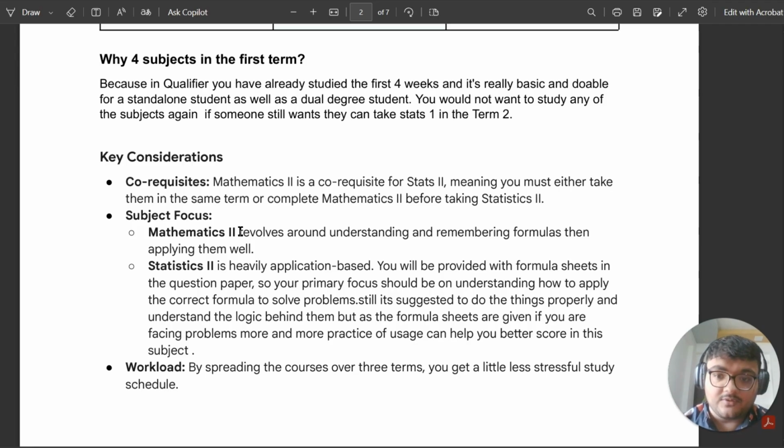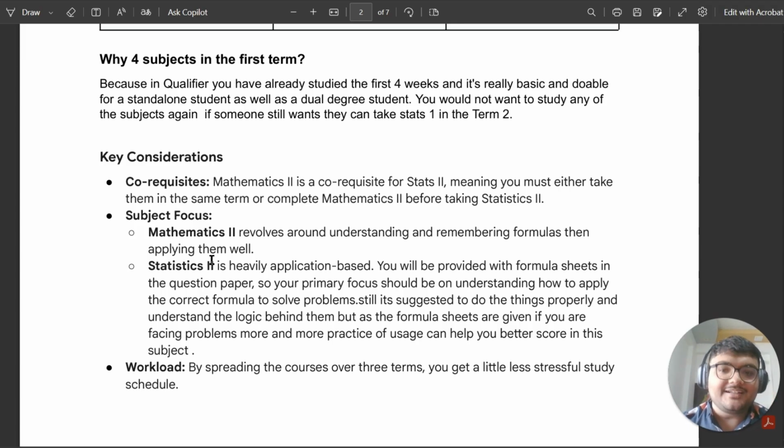So from stats 2, you have formula sheets in the paper. What you need to focus on is how to use those formulas, and not on understanding the logic behind the formulas. Still, it is suggested to do things properly and understand the logic behind them. But if you are facing difficulties in solving things and understanding the logic behind it, then just remember the formula. You just need to have an idea that this formula is used for this application.